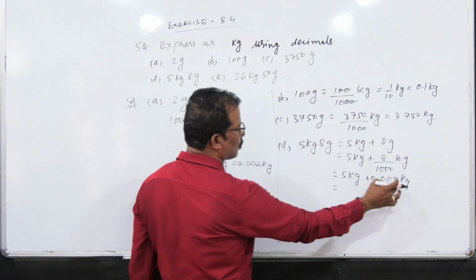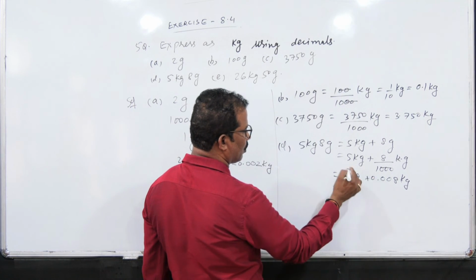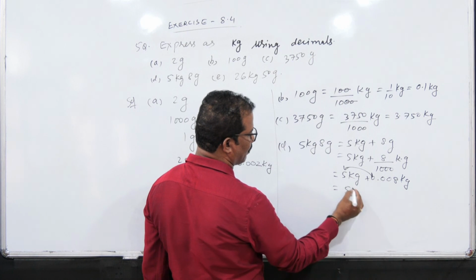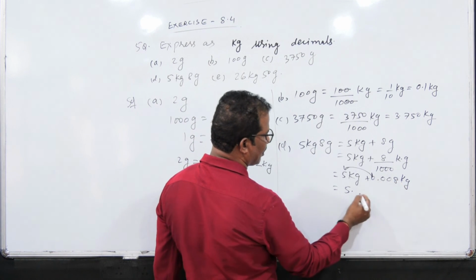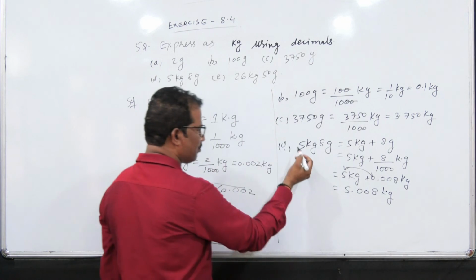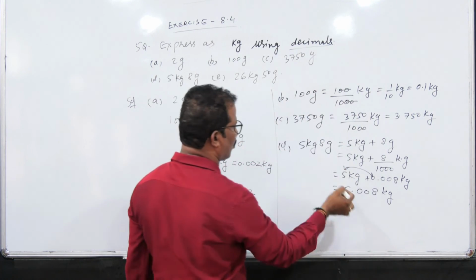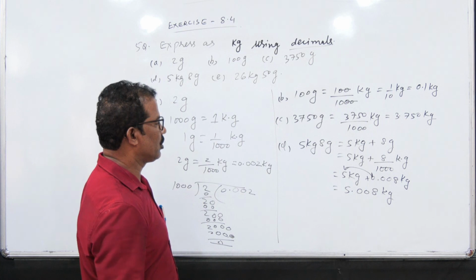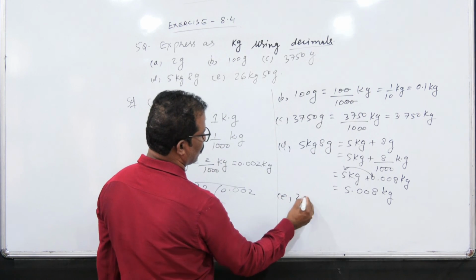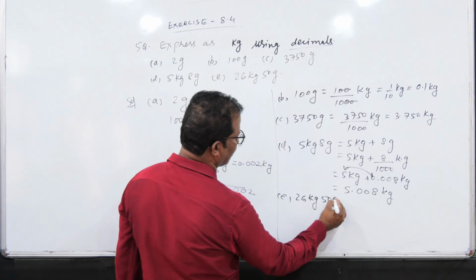Now if we add these two numbers together, the whole parts will be added together. It is 5 plus 0, which means 5 only. Then after the decimal, there is how much? 008. So simply 5 kg 8 grams is equal to, in the decimal representation, 5.008 kg only. So in the next question, the last question, that is 26 kg and 50 grams.